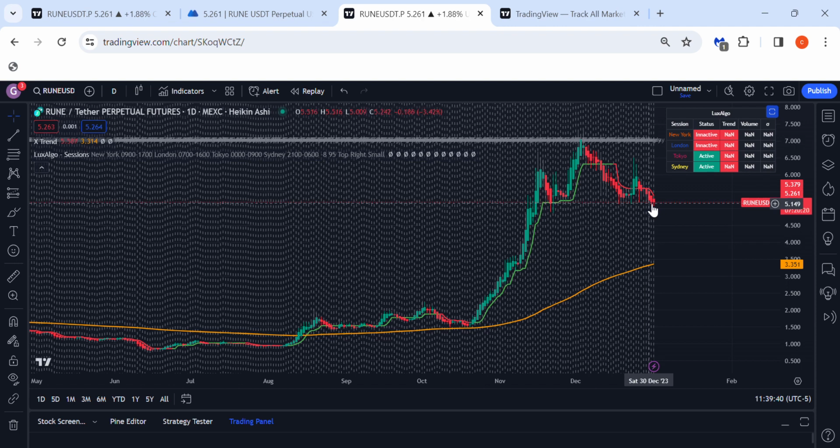Okay, so as you can see, it has been negative. So what does that tell me? That tells me the trend has been negative, meaning people have been pulling money out of Rune. That's what I get from looking at the daily.